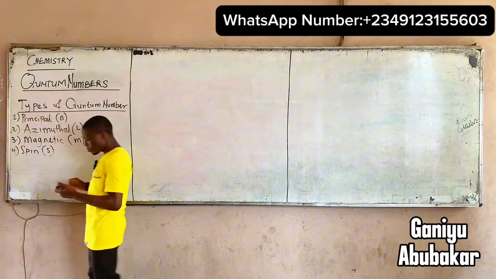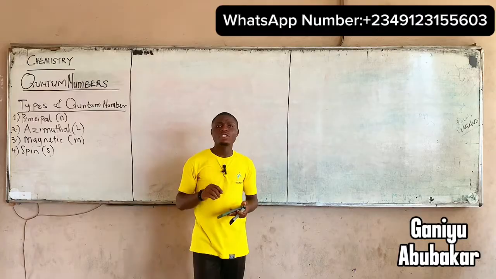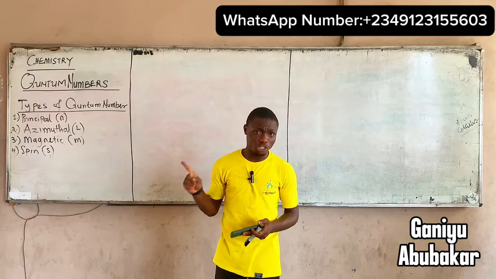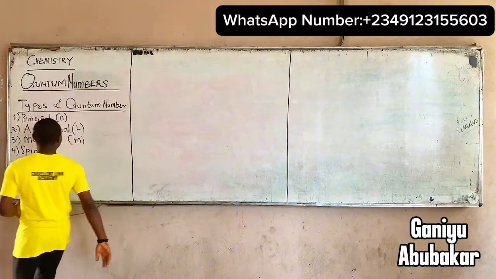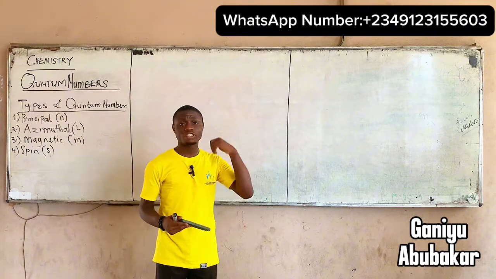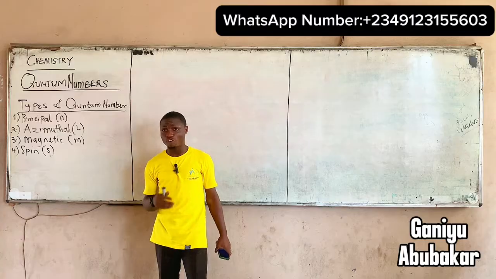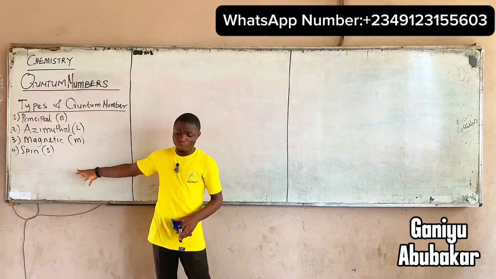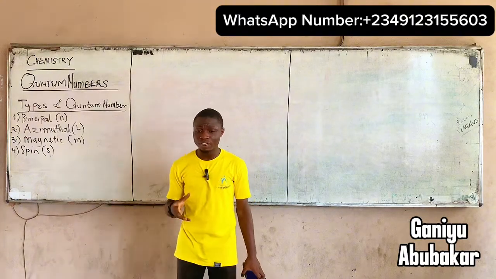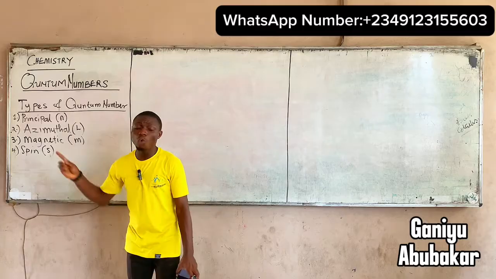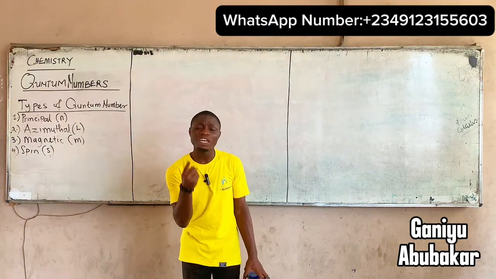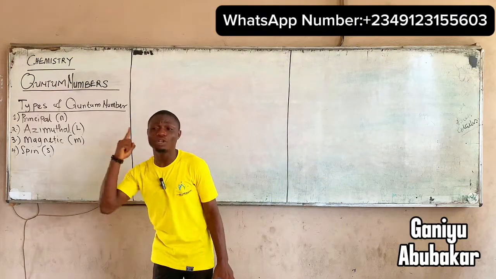Now listen up. At this very point, we need to be familiar with the concept of SPDF configuration. I need to write out the arrangement of SPDF configuration. Last class, I discussed the concept of SPDF configuration, and we need it here. Let's say, for instance, you are given fluorine and asked to write out the quantum numbers of fluorine. What do you need? You need to first write out the SPDF configuration of fluorine.